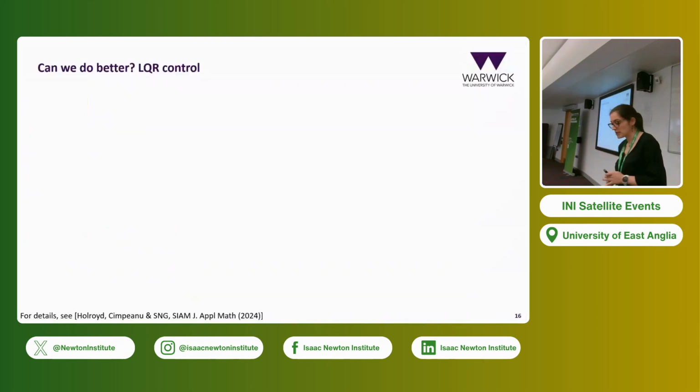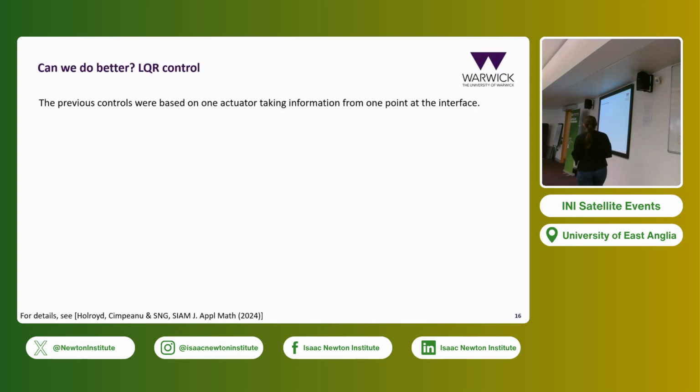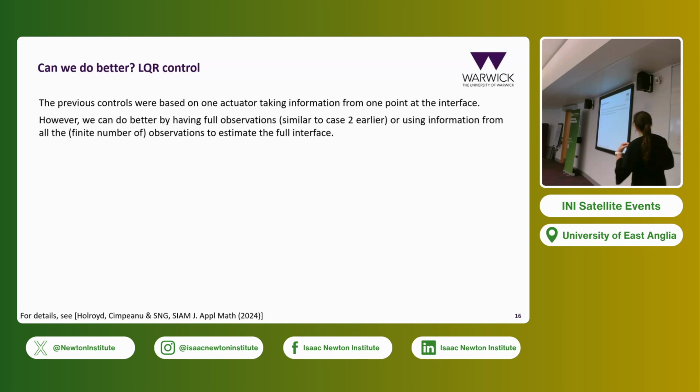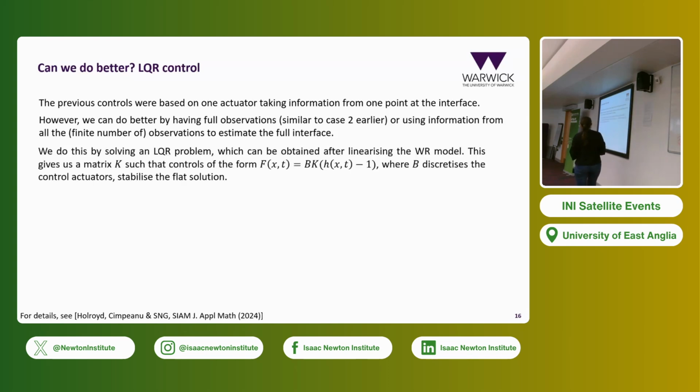So quickly before I finish, I'll just say what we're doing now. So now we're trying to do something a bit better than this. The controls that we used before were such that each actuator was communicating with one observer. But there's no reason why we shouldn't do better than that. So we can either have full observations, or we can combine the information that we have from those 5, 7, or whatever points at the interface. So you do that by solving the so-called linear quadratic regulator problem.